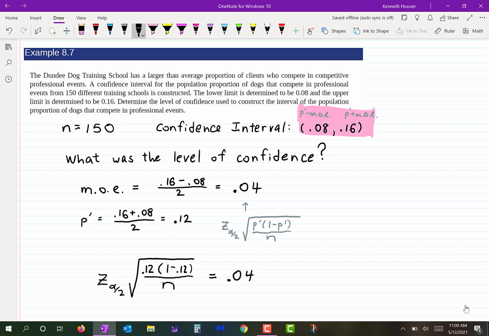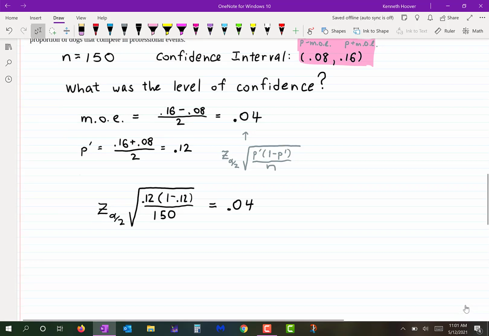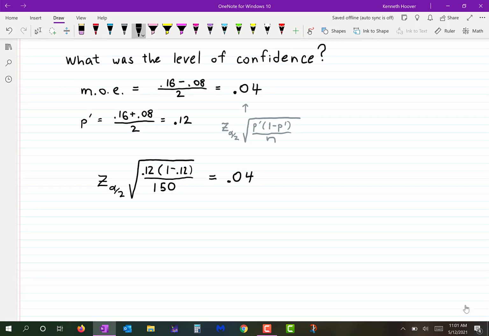And we know n is, I was going to say 500, but it's 150. Okay, let's just use some algebra here to find our z-score. So we have the z-score times, let's calculate this number right here. That's just a calculator problem. Okay, we just put that into our calculator: 0.12 times 1 minus 0.12. Divide that by 150 and calculate the square root.